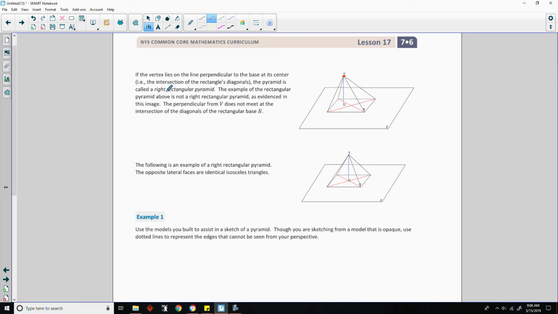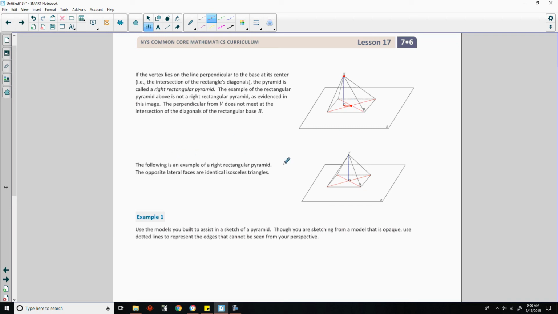The example of the rectangular pyramid above, to the right here, is not a right rectangular pyramid, as evidenced in this image. The perpendicular from V does not meet at the intersection of the diagonals in the rectangular base B. So this line segment that comes down from the vertex to the base at a 90-degree angle is offset from this center here. So it pushed the top over, making this side steeper and this one less steep.